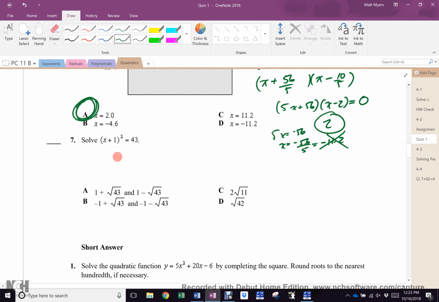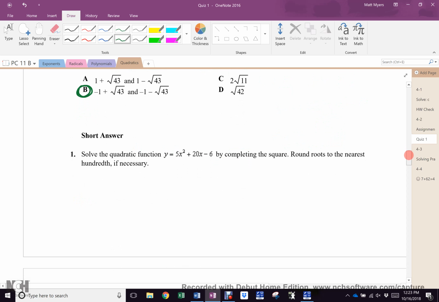Square root both sides. x plus 1 equals plus or minus root 43. Bring the 1 over. Negative 1 plus or minus root 43. B. And lastly, this was pretty tricky. I'll give you credit for that.